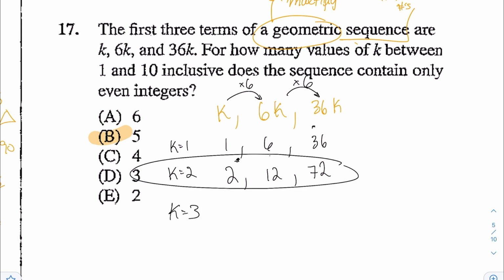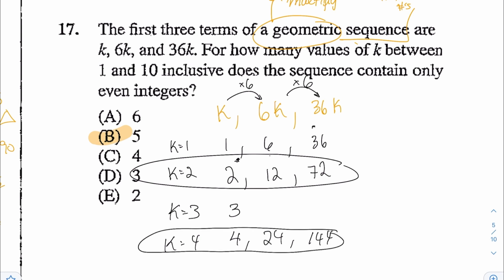And if you substitute in 3, of course, the first term will be 3, so that would make it wrong. When you substitute in 4, you'll have 4. 6 times 4 is 24. And then you want to multiply by 6 again. And you'll get 144. All right, so then if k is equal to 4, they're all even. You kind of see a pattern. Every time k is an even number, you'll have all three are even.